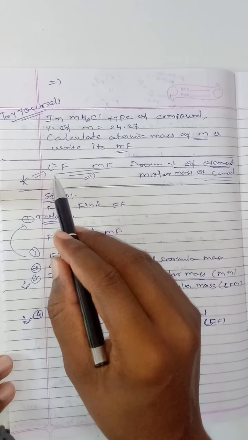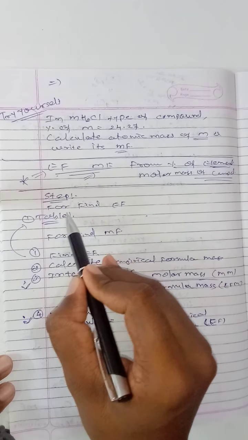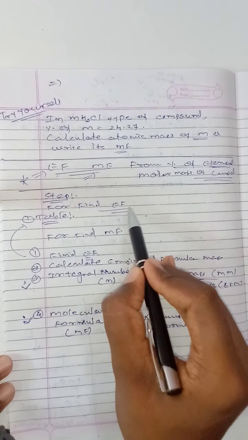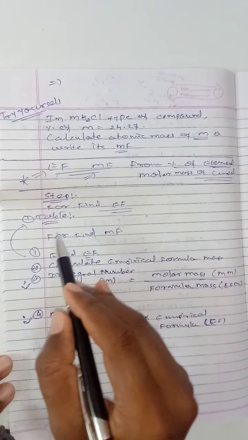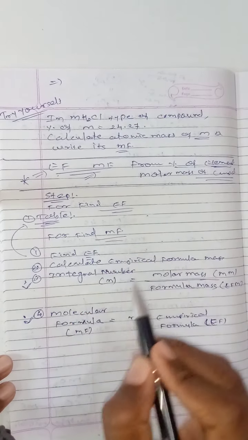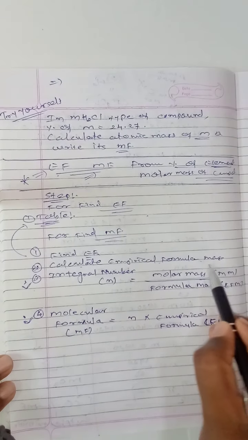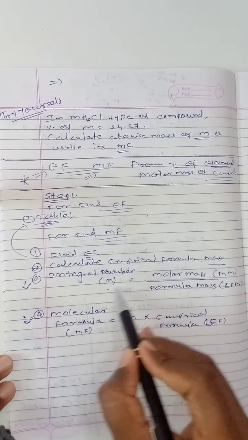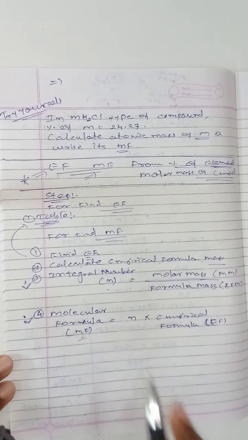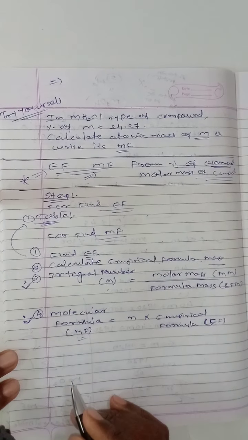To find the empirical formula and molecular formula: for finding the empirical formula, step number 1 is the table; and for finding the molecular formula, find the empirical formula, calculate the empirical formula mass, the integral number n, and the molecular formula. Let's see the table.